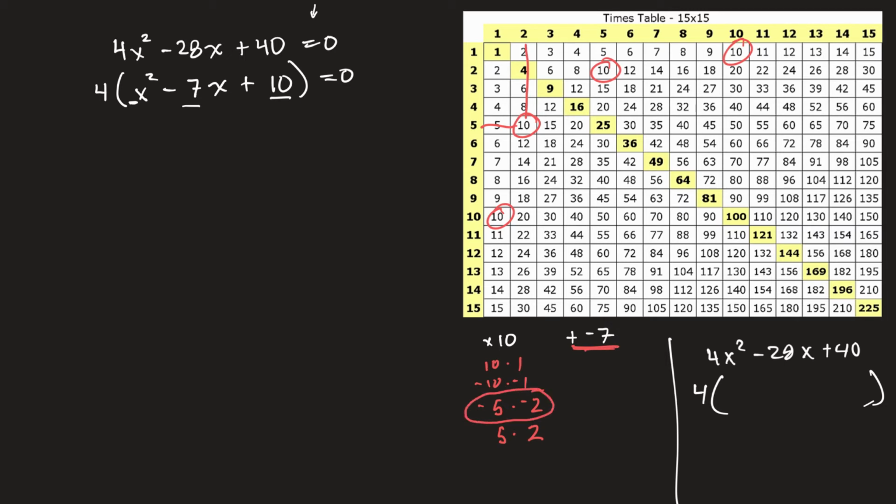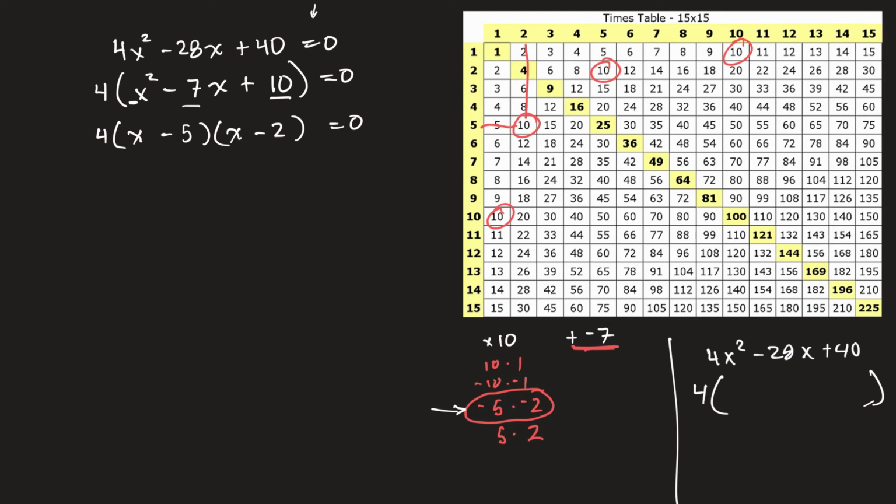So up here I have 4, and then my two brackets, x and x, and then I'm picking minus 5 and minus 2 equals 0. Okay, factored. Now, the purpose of factoring is so you can do this next part.